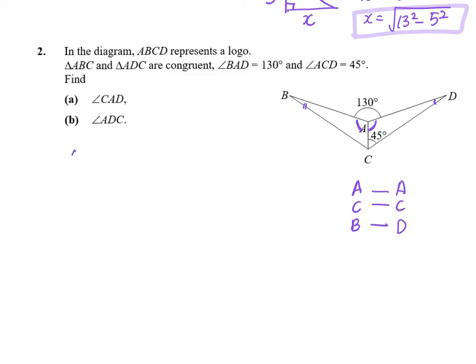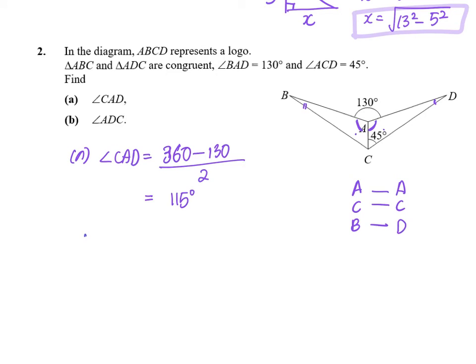Correct, so that's part A, angle CAD. I take 360 minus 130. Then since these two are equal, I divide by 2. Anyone give me the answer? 115 degree. Okay, according to Danish, it's 115 degree.